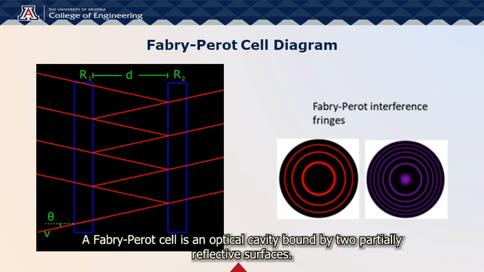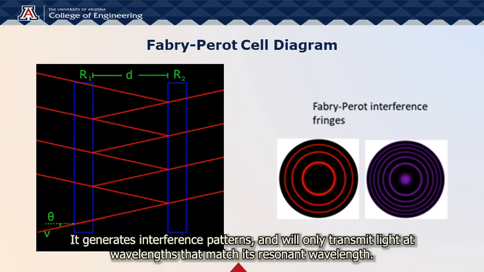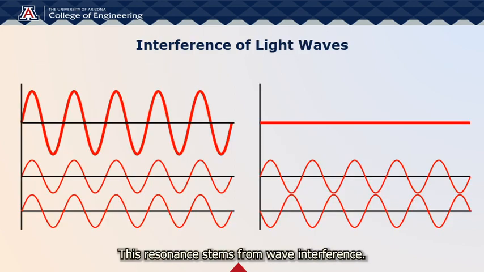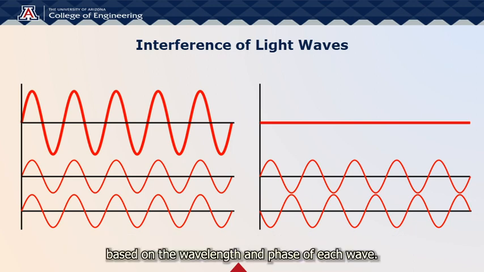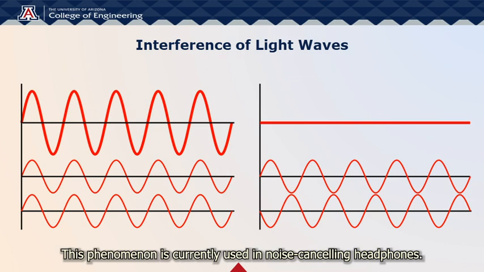this optical structure. A Fabry Perot cell is an optical cavity bound by two partially reflective surfaces. It generates interference patterns and will only transmit light at wavelengths that match its resonant wavelength. This resonance stems from wave interference. Light exhibits wave-particle duality, and the light waves will interfere with one another constructively or destructively based on the wavelength and phase of each wave. This phenomenon is currently used in noise-canceling headphones.